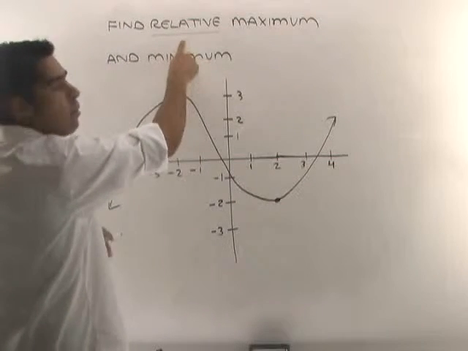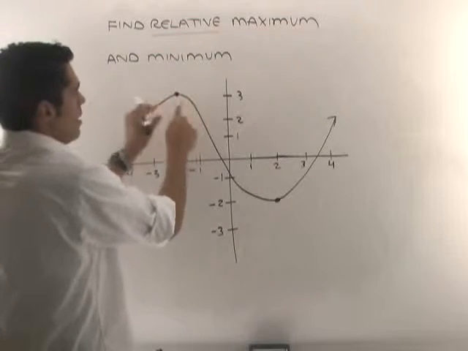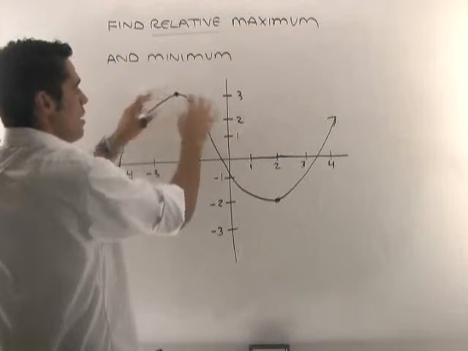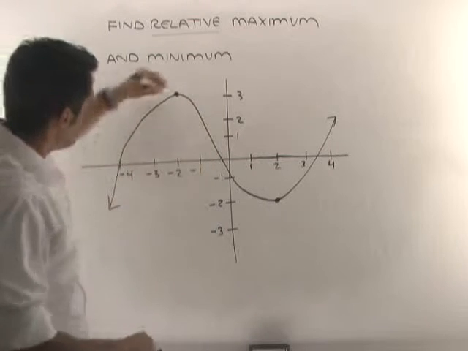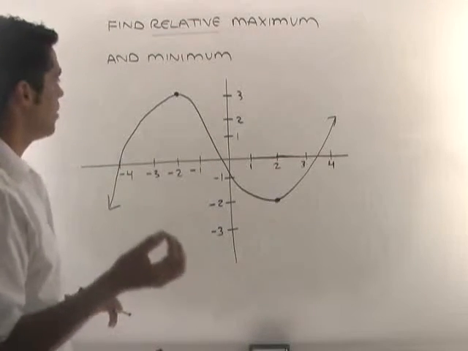But that's where the key word relative comes from. When we say relative, we're looking just in this area. This point is the highest point in this general vicinity. So this point right here would be representative of where our relative maximum occurs.